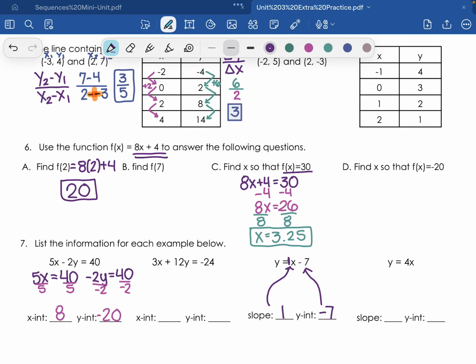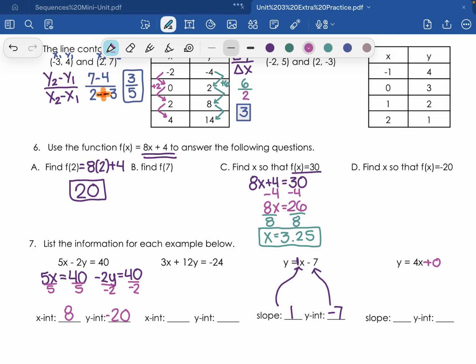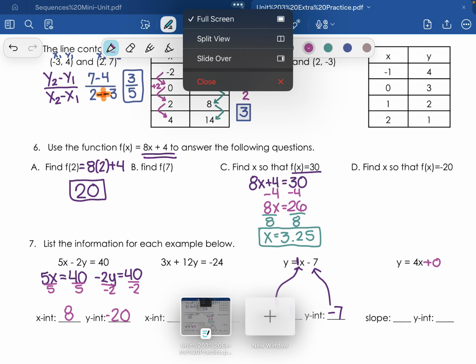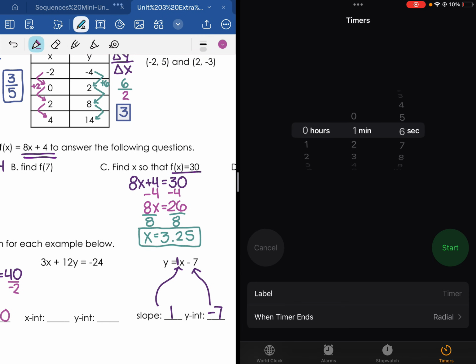I'm going to put 30 seconds on the board this time. After I tell you that there is a plus 0 at the end of the third one, that is going to be your y-intercept. All right, 30 seconds this time, and go.